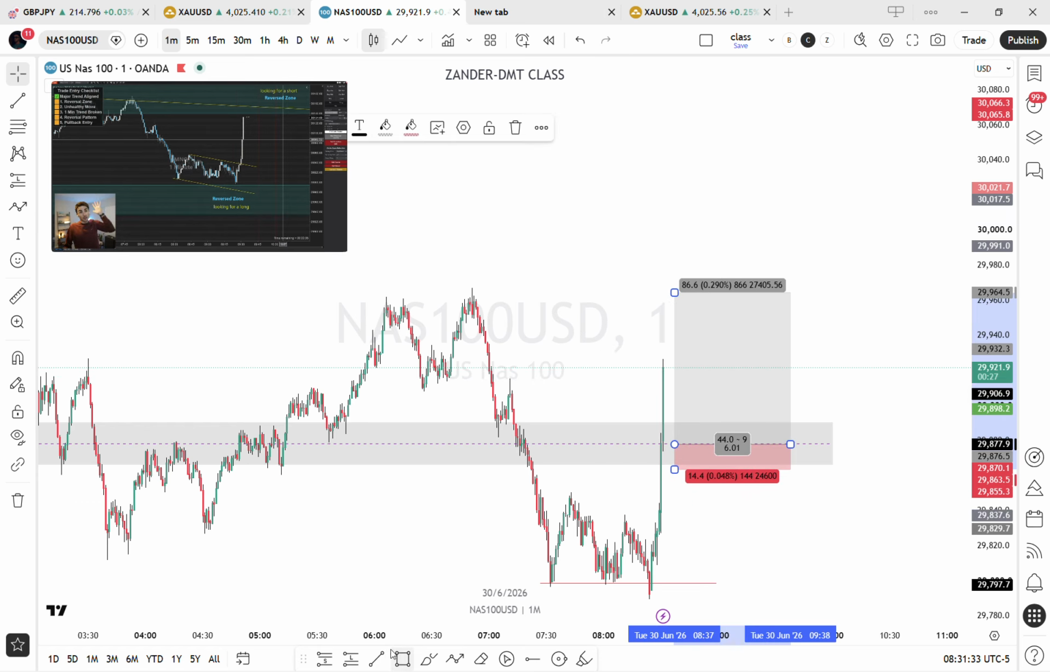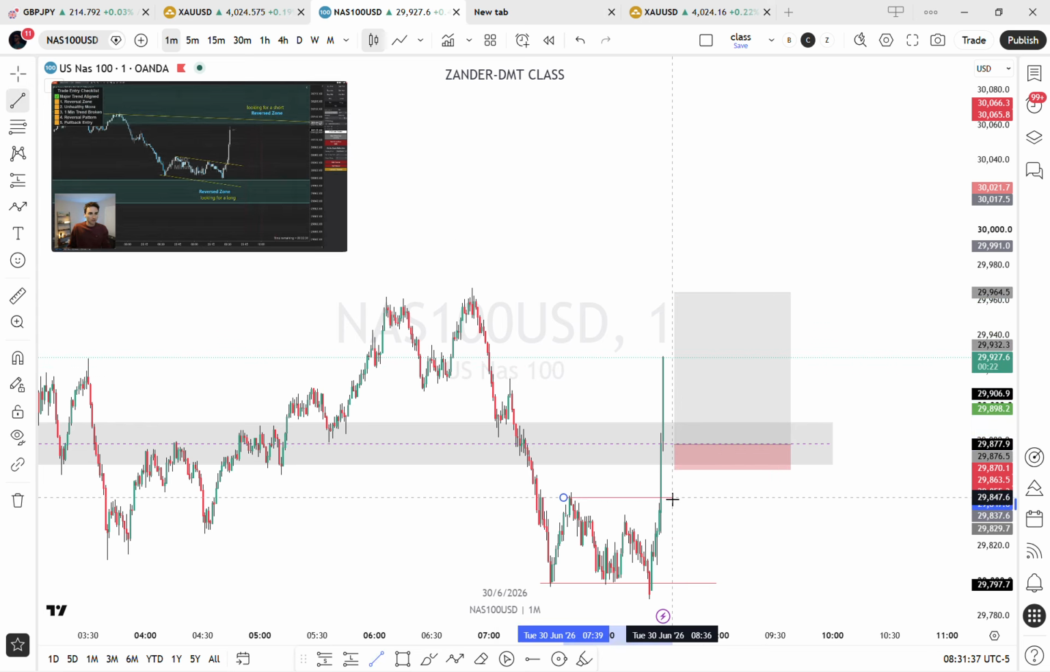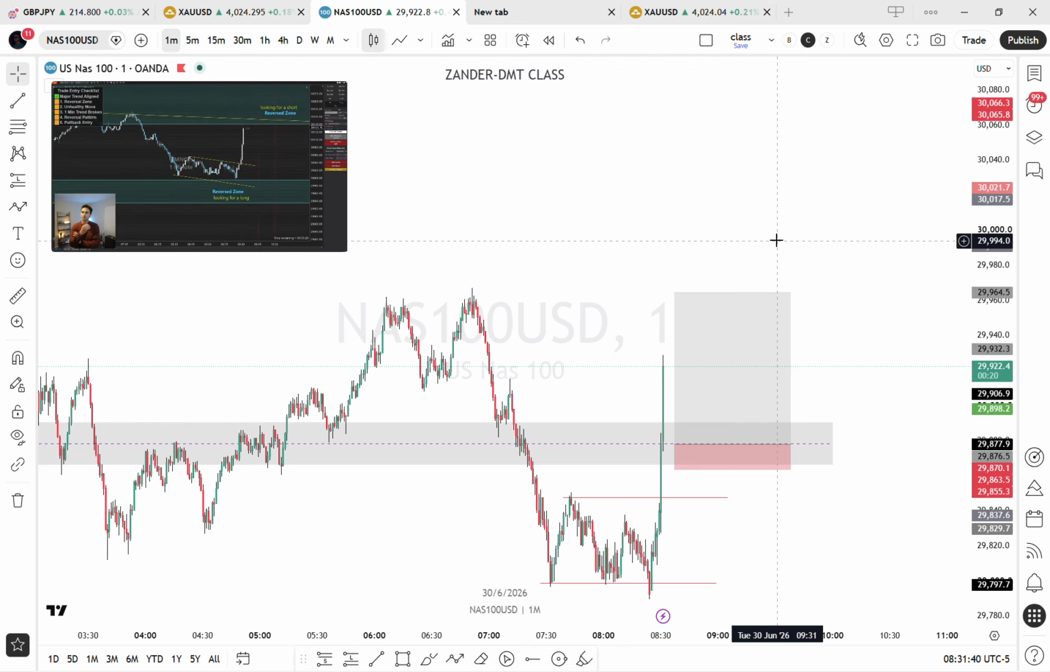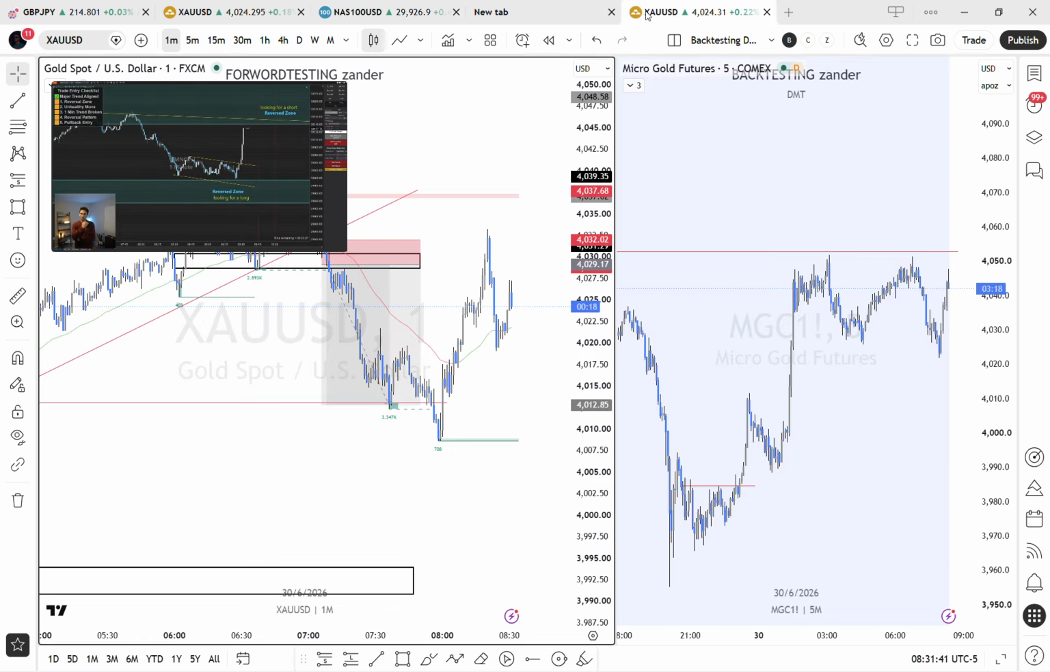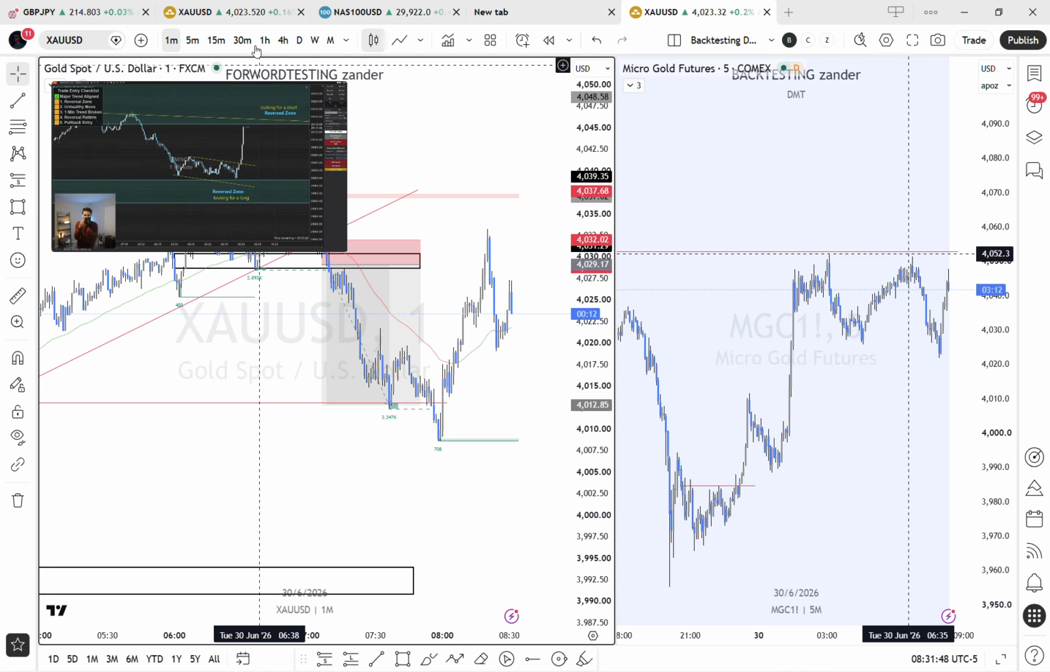And this might make an unhealthy move to the upside, and then I can look for a short, a reversal sell, because I played safe. I also want to play safe on gold. I don't want to miss two markets at once.